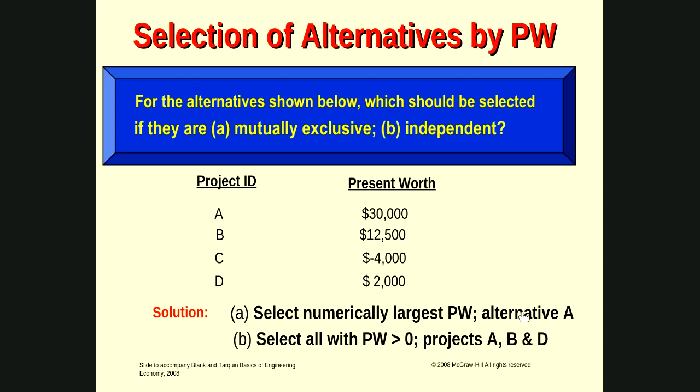And imagine if mutually exclusive was for those projects, and all those projects are at a minus value. So imagine if it was minus 30,000, minus 12,000, minus 4,000, and minus 2. Which project should we select?